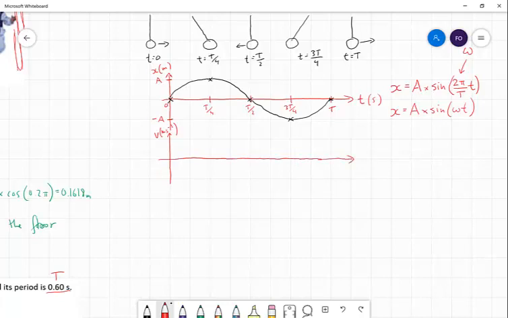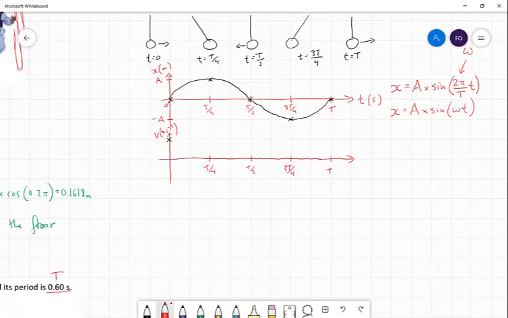The velocity time graph is a similar graph as we've seen before, except velocity at time equals 0 is really big and positive. So velocity at time equals 0 is big and positive. I'll just put these labels in as well. This is T over 4. This is T over 2. 3T over 4 and T.